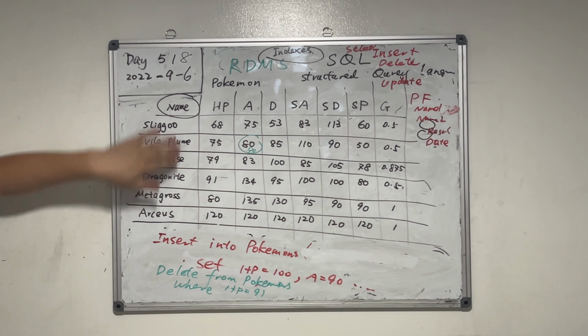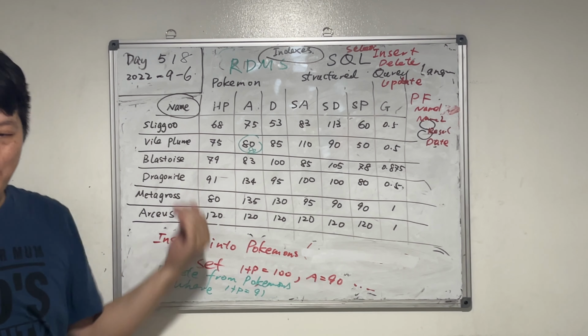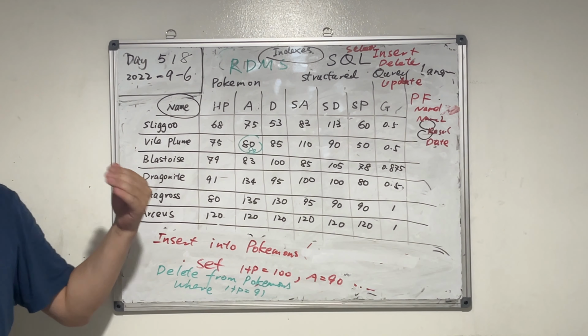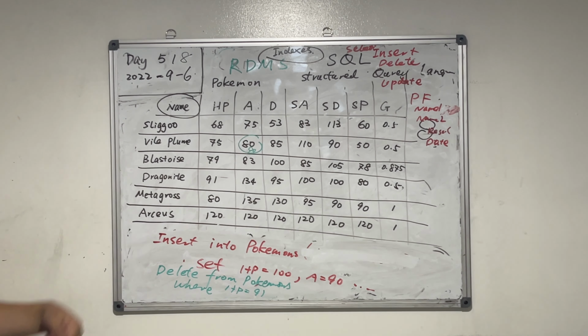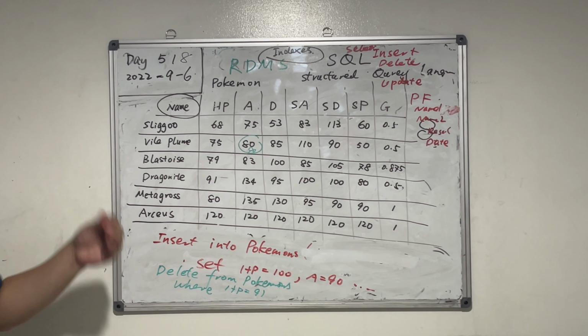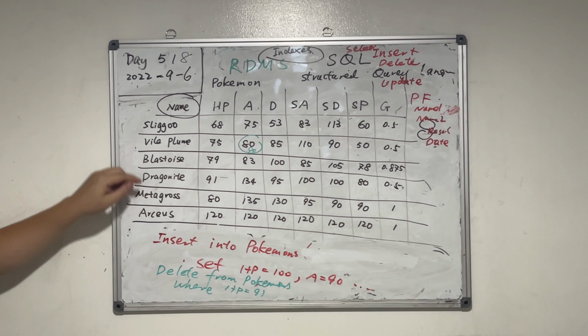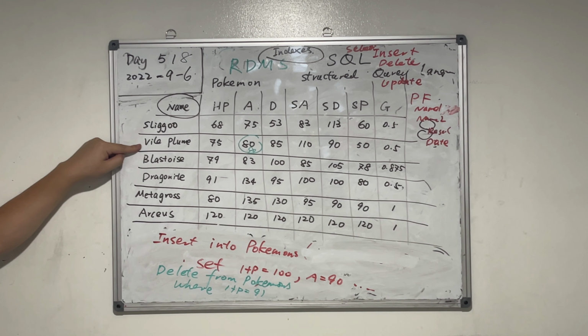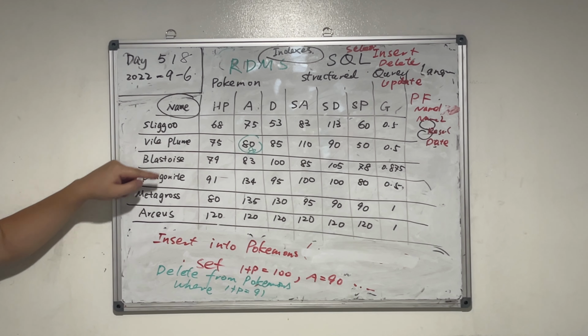Records. The name is the primary key. Each table has a primary key. It's recommended to have a primary key for each table. A primary key is a special column in a table that uniquely identifies a record, right? For example, there's only one Pokemon called the Vileplume, right?